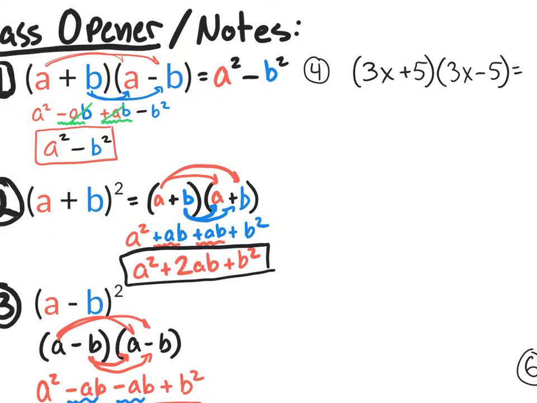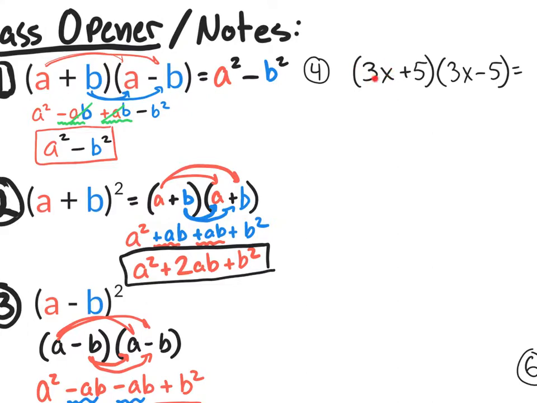So we see on the class opener (a plus b) times (a minus b). Right here you have an a, you have a b, you have an a, you have a b. One's plus, one's minus. Same binomial, but one's plus, one's minus. You guys agree? Okay, now the answer is going to be this. Now what do I mean by that? It's simply a squared minus b squared.